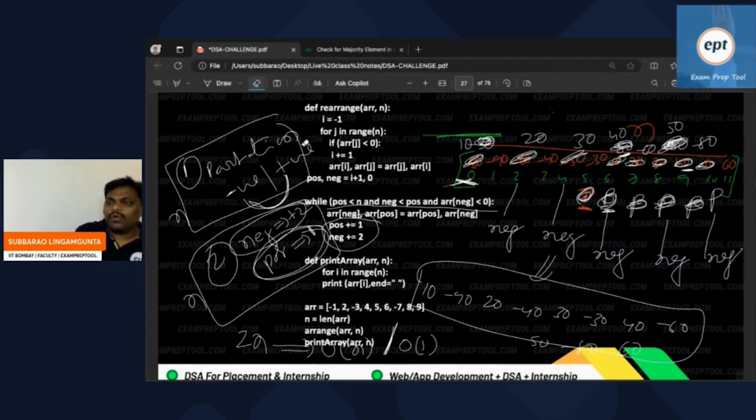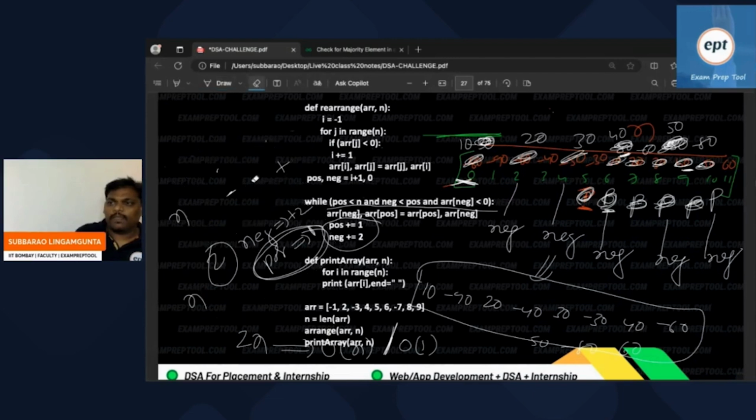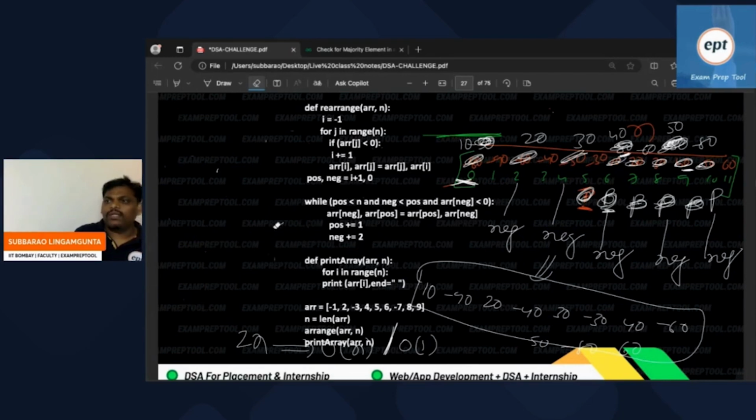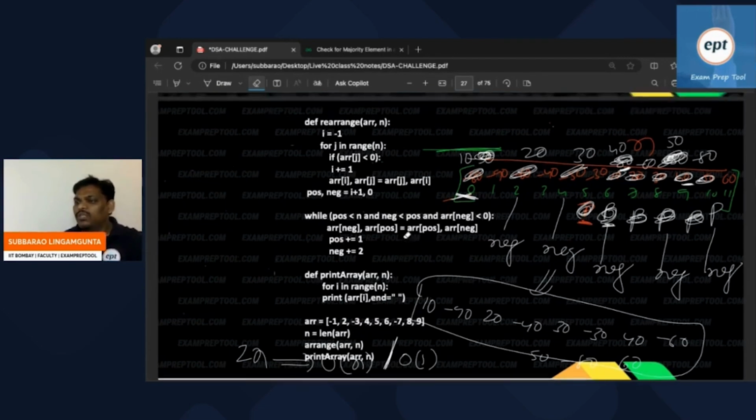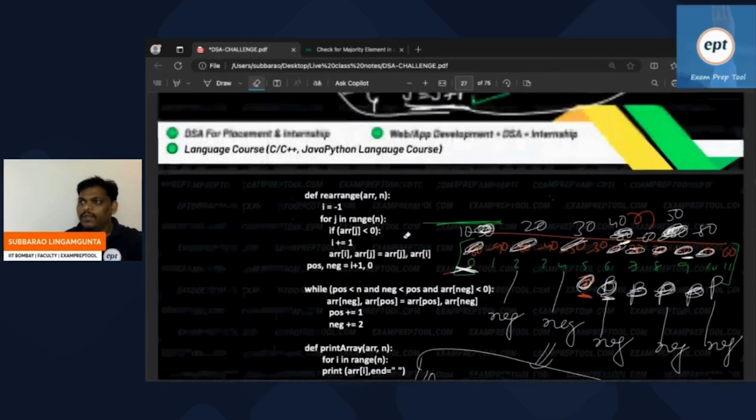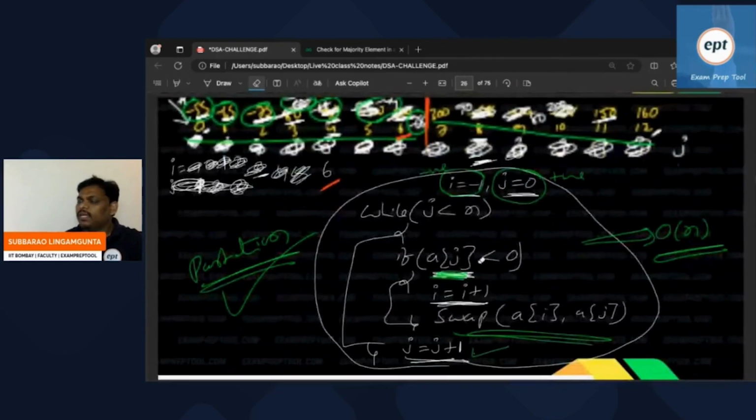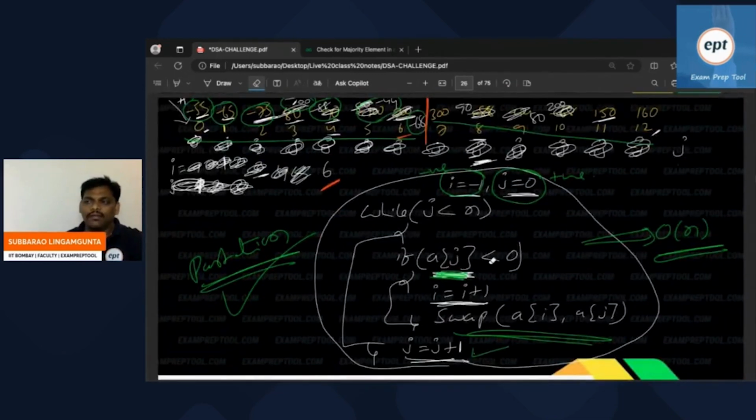Roughly, I have written the code also. Please take care of this particular program. I hope you got it. If anyone has a small doubt, see the code. That is the reason I written the code also. So this is the partition algorithm. I think I wrote it in the C programming language. In the Python language, brackets are not there. In the C programming language, brackets are there.